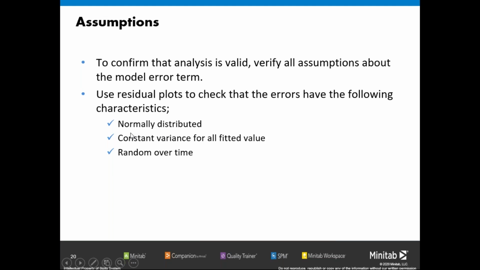First, you need to make sure your residuals are normally distributed. Residual means the difference between the observed value of the response and the value predicted by the model. From the residuals, you need to check normality, check constant variance for all fitted values, and check that they are random over time. Never mind, Minitab will generate this directly for you. No need to go one by one.